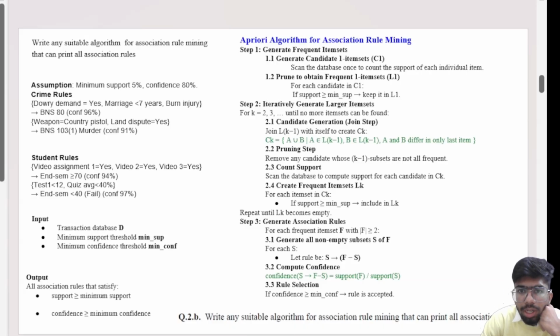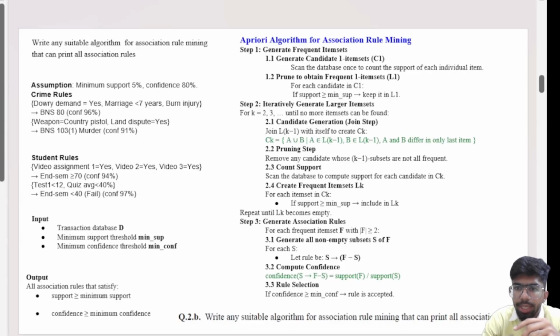First, we generate candidate one-item sets C1. Then we scan the database once and count how many times each item appears. Second, prune to obtain frequent one-item sets L1. If an item's support is greater than or equal to the minimum support, for example 5%, we keep it, otherwise we discard it. Second step, iteratively generate larger item sets. We now generate 2-item sets, 3-item sets, and so on.